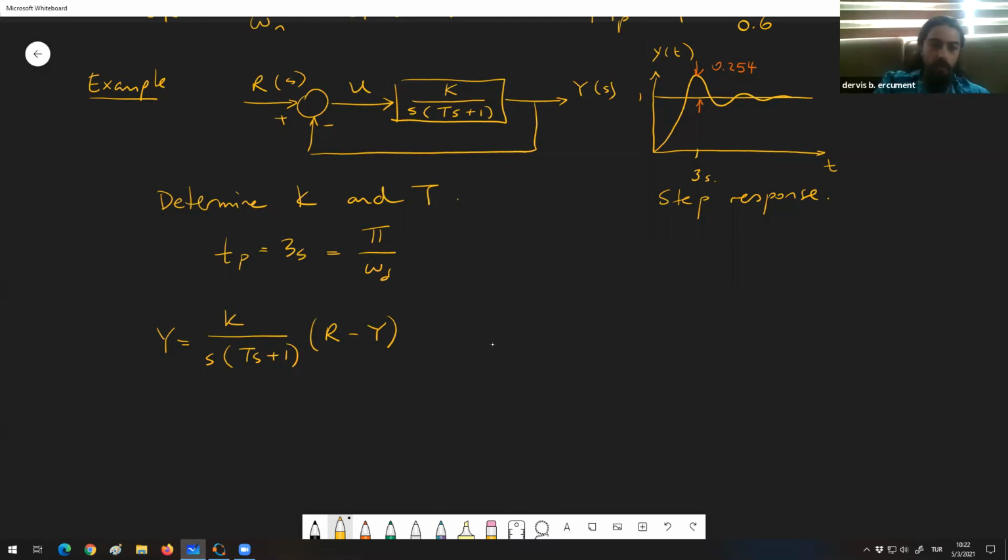This pi over omega d and the other formulas you wrote, are these general formulas? No, this is valid only for second order systems, and I will show you that this ends up being a second order system. So is this general for second order systems? Yes, these formulas I have derived are valid only for second order systems. All second order systems work, yes, well, with no zeros. The second order system should not have a zero.